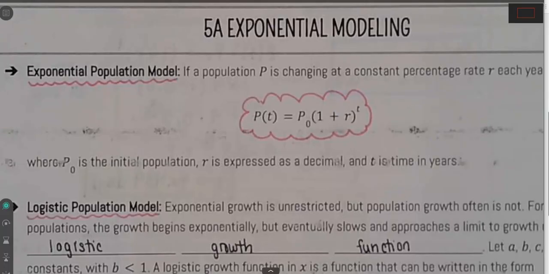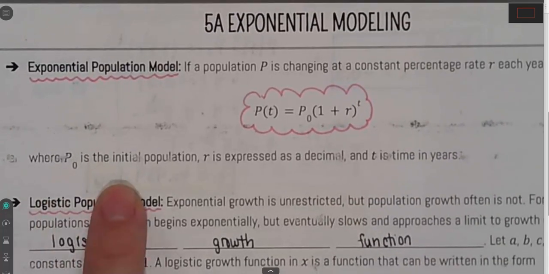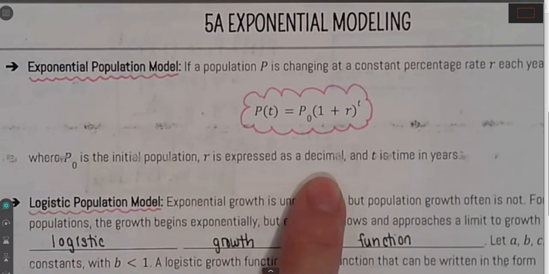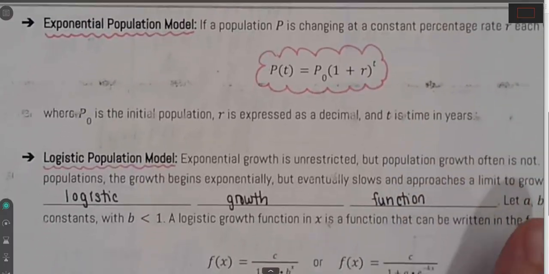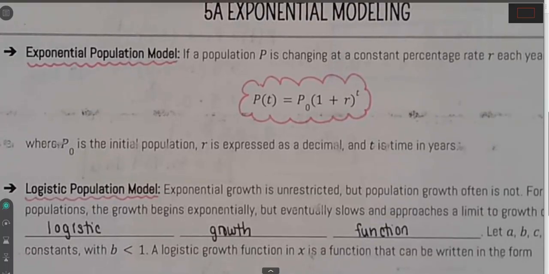Alright, if a population P is changing at a constant percentage rate R each year, then this equation applies, where P naught is the initial population, R is expressed as a decimal, and T is time in years. Sorry that it's kind of smudged. The copy machine has been giving us trouble the last few days.